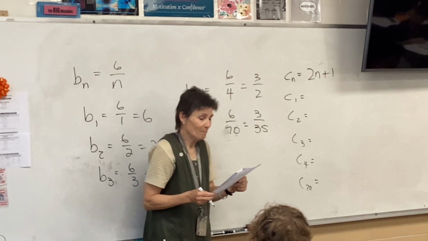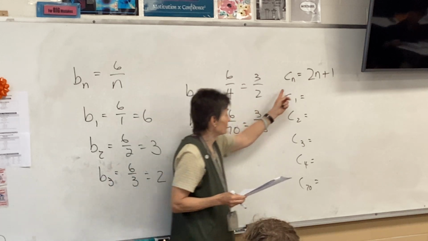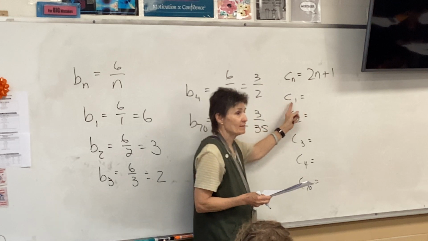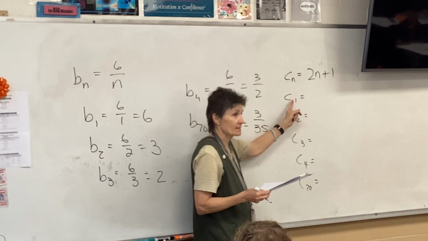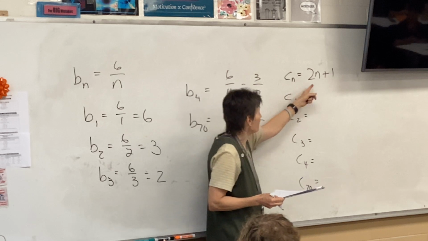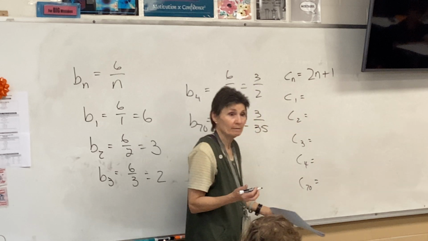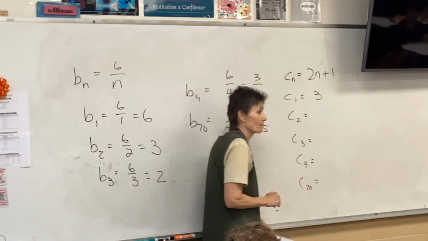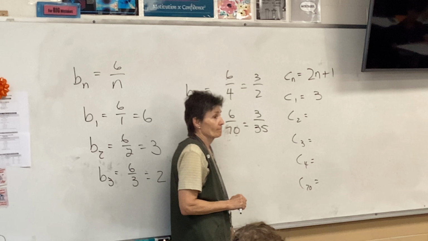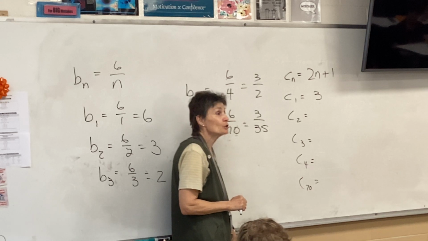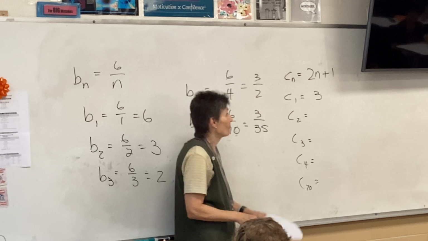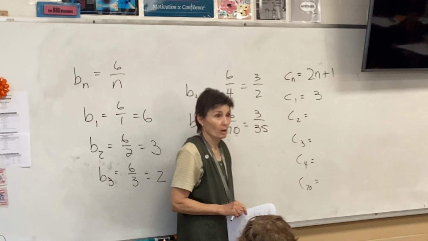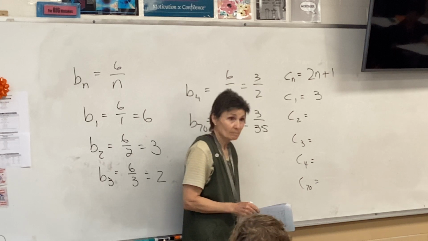All right, so for problem B, we have a different rule, this is our rule. So what would C sub 1 be? This means the first term. Plug in 1. C sub 1, first term. What would that be? 2 times 1 plus 1, which is 3. What would C sub 2 be? The 2 in here, so 2 times 2 plus 1, so 5.